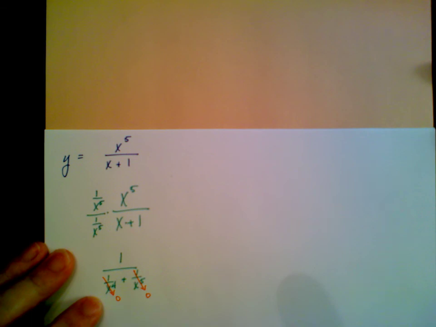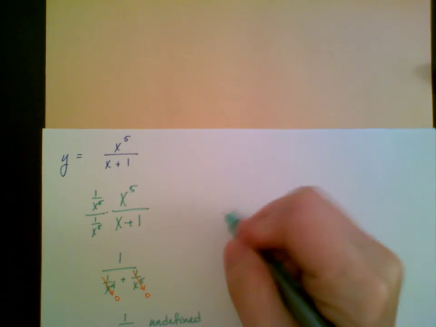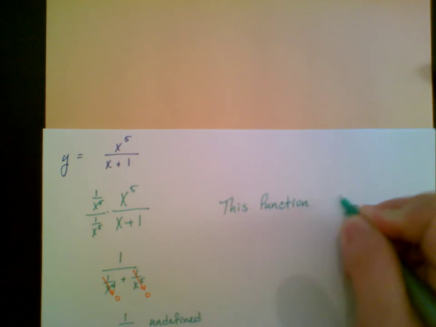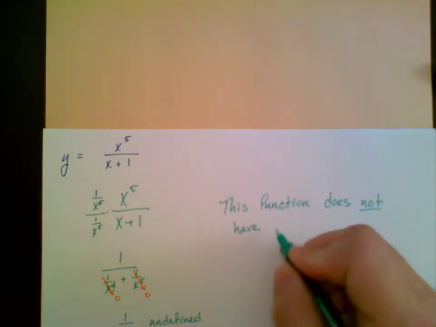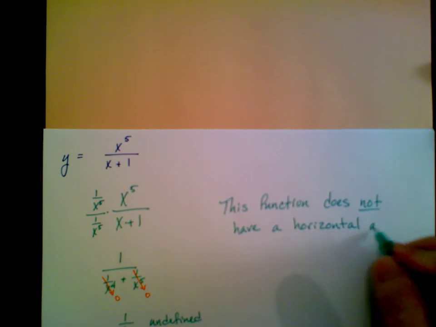Notice now I have 1 over 0. 1 over 0 is undefined. Sorry about that. 1 over 0 is undefined. This function does not have a horizontal asymptote. And not every rational function does.